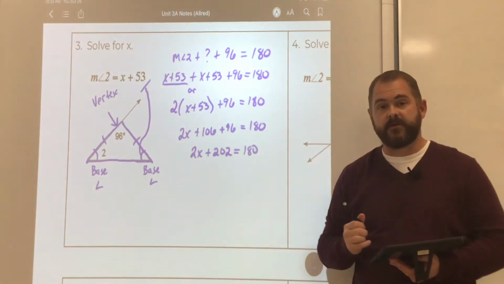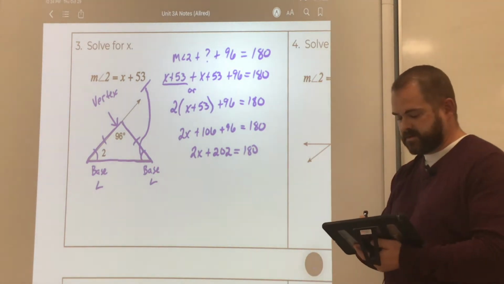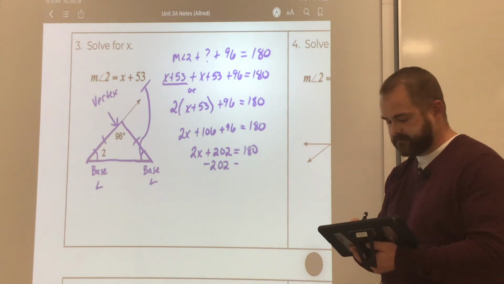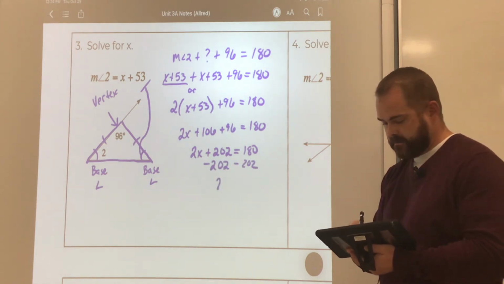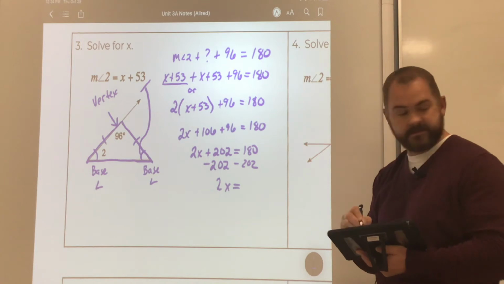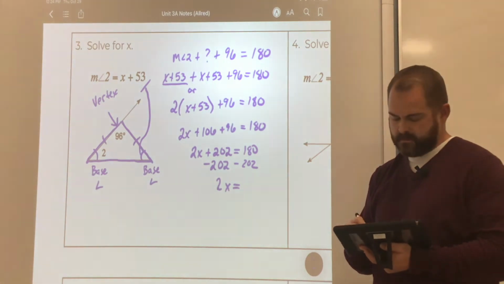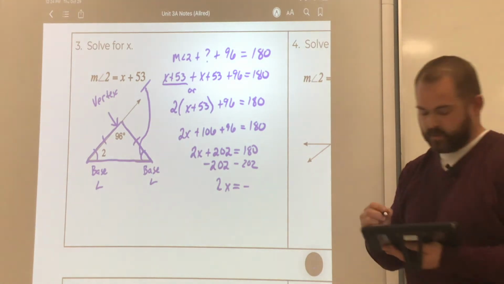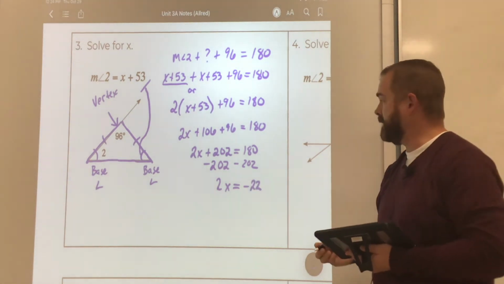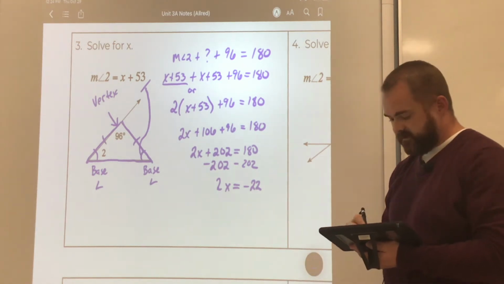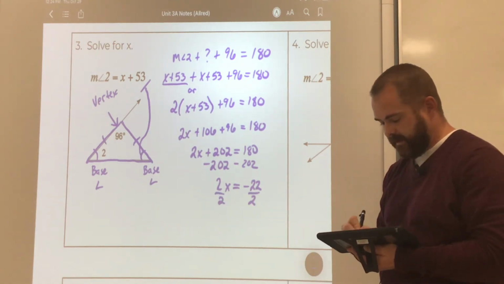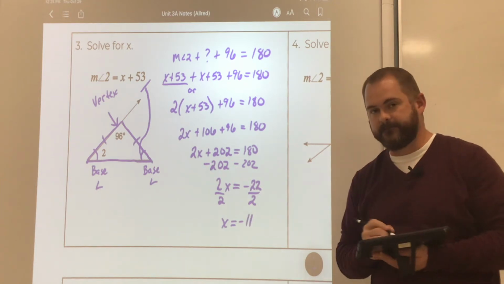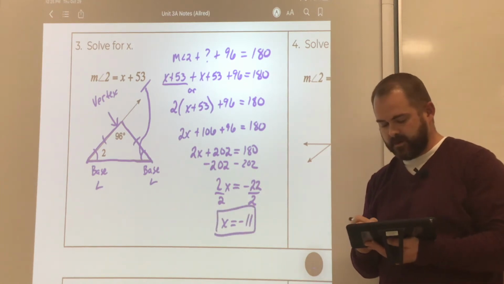And then we can start to solve for x. So the first thing we want to do is subtract that 202 from both sides. And that gives us 2x equals negative, hold on, check my calculator, 22, that's what I'm double checking on. And then we divide by 2, and you do get a negative x value, and that's okay. X is negative 11. That does not mean we did anything wrong.